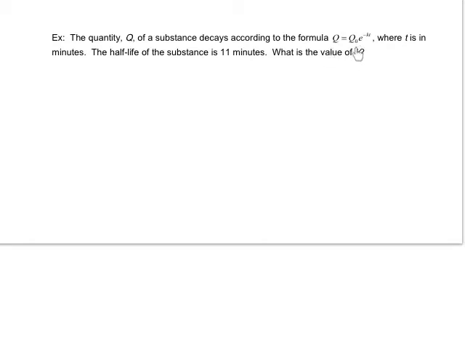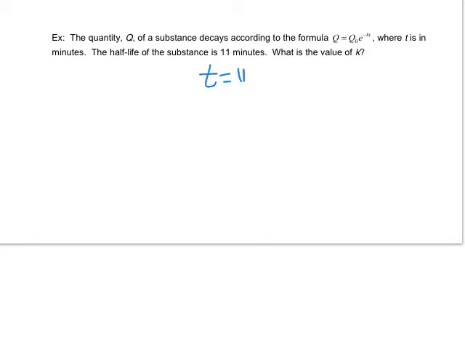Tells you that you should have a continuous rate. Okay? T is in minutes this time. The half-life is 11 minutes, and we want to find the value of k. So again, I don't have a quantity, but I know that the half-life is 11 minutes. So that means the left-hand side is going to have a ratio of 1/2, and t is 11.